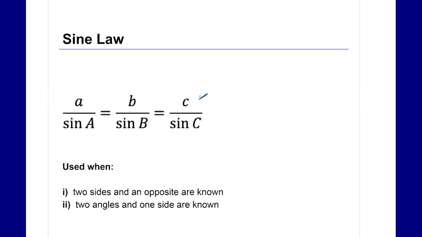Now these lowercase letters on top represent the side lengths, and these capital letters on the bottom represent the angles. So a side and the sine of its complementary angle. And this is used when two sides and an opposite angle are known, or two angles and one side are known.